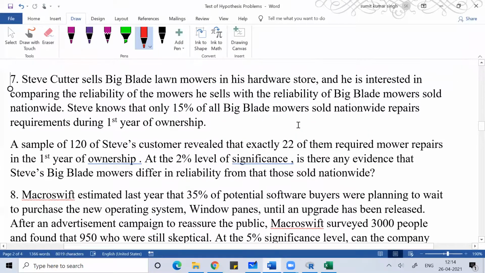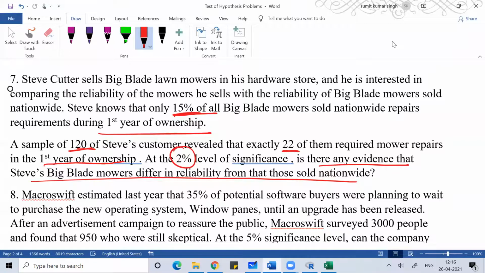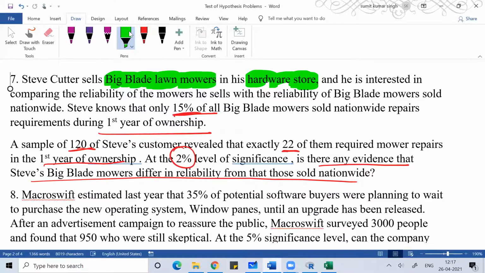Everyone, read that problem. If you read it, you'll realize there's a person called Steve Cutter who is running a hardware store, where he sells a product called Big Blade Lawn Mowers.